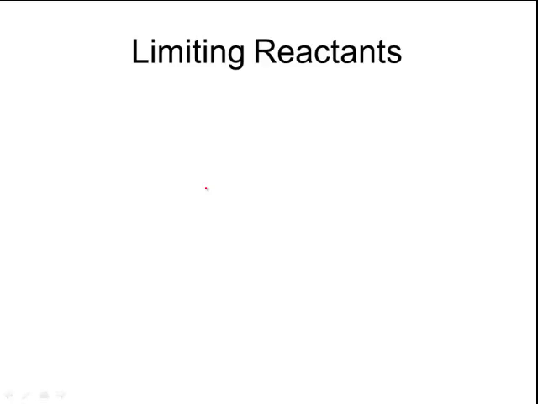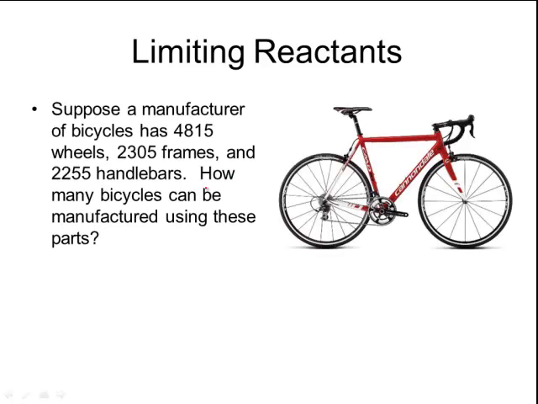Predicting how much can be made in chemical reactions is kind of like predicting how many items can be made at a factory. Suppose a manufacturer of bicycles has 4,815 wheels, 2,305 frames, and 2,255 handlebars. How many bicycles can be manufactured using these parts? This type of problem is a little different than the previous stoichiometry problems that we did because we're given 3 different numbers to work with instead of just 1.